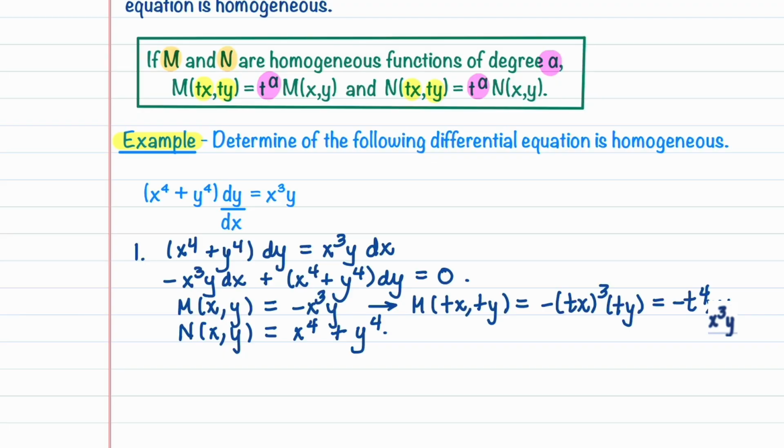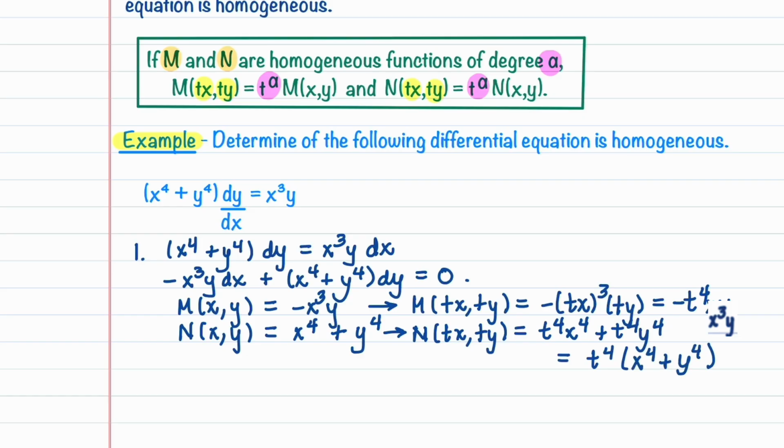Let's do the same thing for N. We have N(tx, ty) equals t^4 x^4 plus t^4 y^4. We can pull out the t^4 and multiply this by x^4 plus y^4. Both of these functions have t^4 in them, and because of that, this differential equation is homogeneous. So let's just write yes.